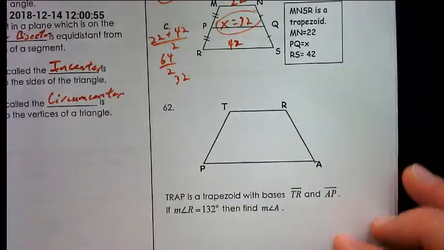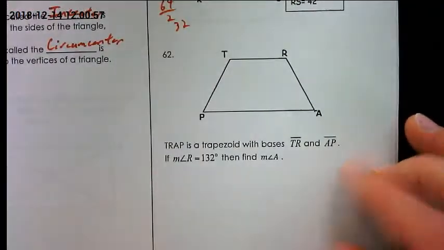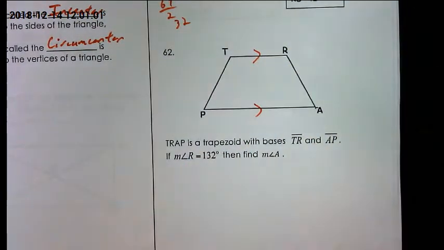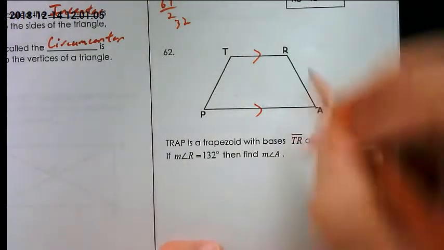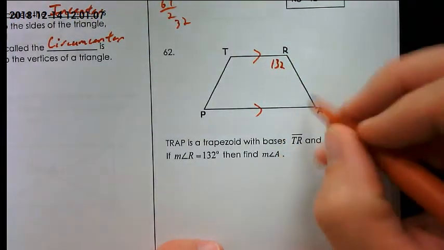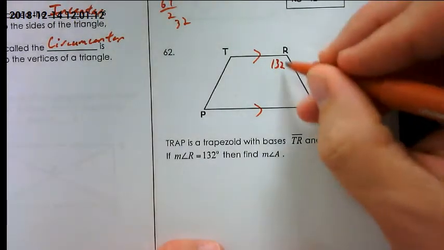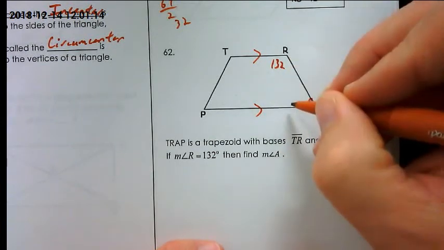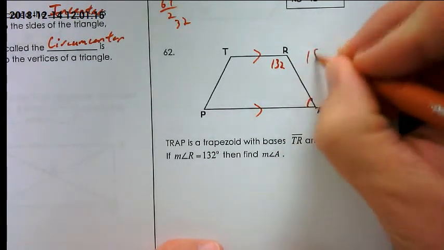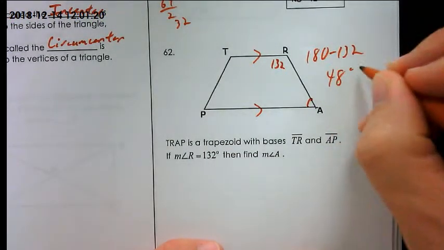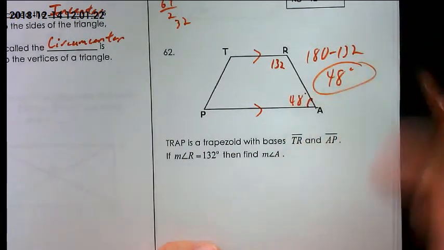On 62, it tells us that we have a trapezoid with these bases. So these are the two bases. I'm going to mark them as parallel so that we know that those are the two bases. This angle is 132. They want to know angle A. Well, to get this angle, these two angles have to be what? Supplementary. So 180 minus 132 leaves us with 48. That's that angle.